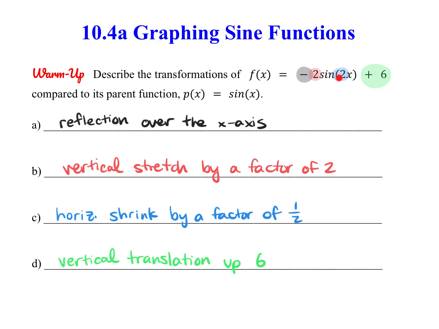A constant next to x will always be a horizontal stretch or shrink. And remember, it's by the reciprocal. So it's actually a shrink by a factor of 1/2. And then if you're adding or subtracting on the outside of your function, it's going to be a vertical translation. And this will go up 6. So we will be graphing sine functions that have all of these types of transformations today.